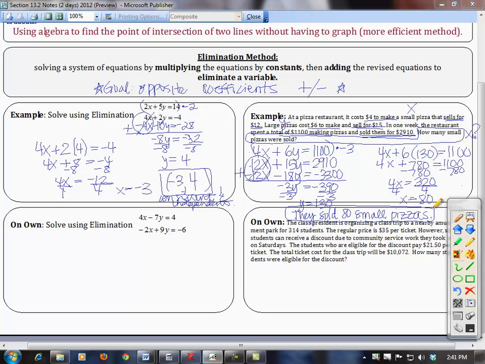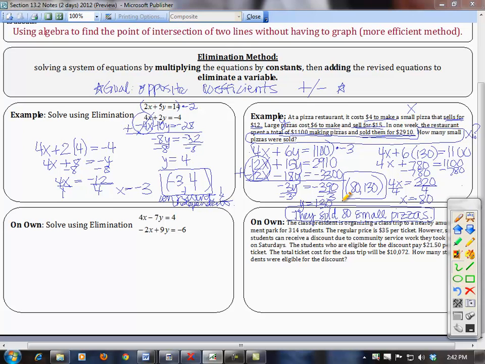Okay, now if I just asked you for the intersection, you would tell me the point 80, 130. But I'm not asking for the intersection point, I'm actually asking for a real life answer. How many small pizzas? Okay, so this is the idea.